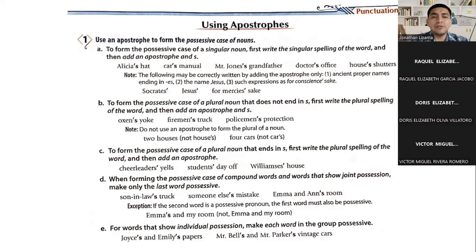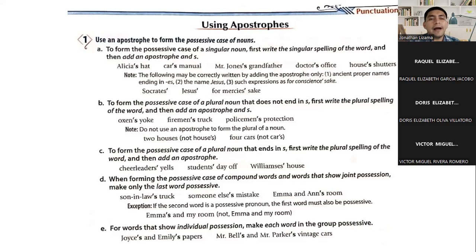Well, now pay attention to this one, right? The following may be correctly written by adding the apostrophe only. Ancient proper names ending in S, the name Jesus, such expressions as for conscience' sake, Socrates, Jesus, for mercy's sake. Si se fija, si termina en S, como los nombres que están ahí en pantalla, solo agréguele el apóstrofe. Ya no le agregue otra S.